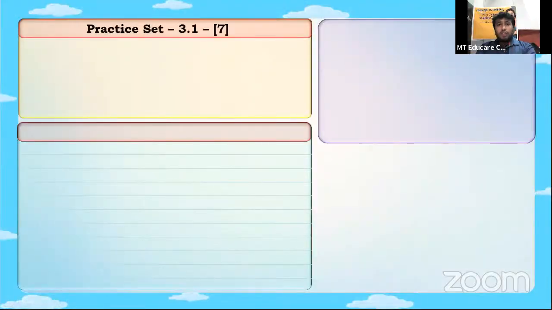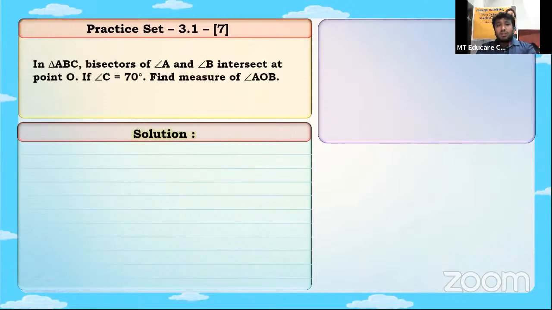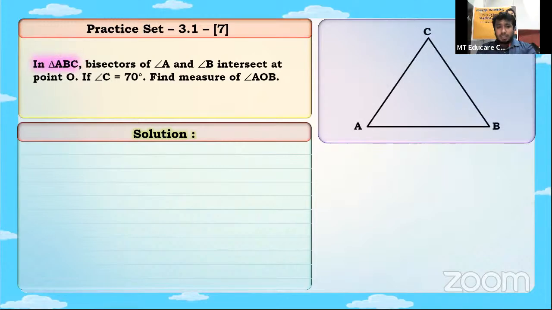Students, we are doing a very important sum from practice set 3.1, question number 7. This sum will come in your exam for 4 marks. I want all the students to pay attention for the sum. The question says, in triangle ABC. So students, we need to draw a triangle which is named as ABC.